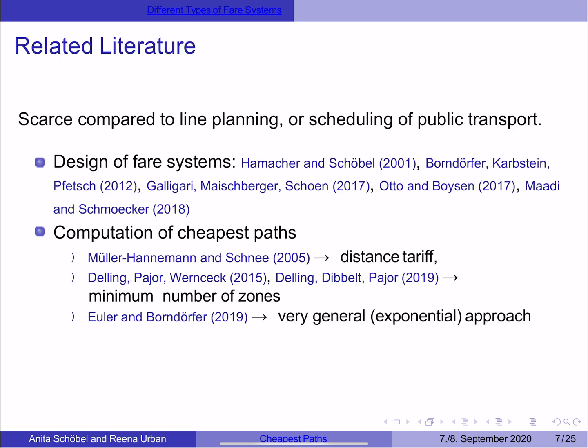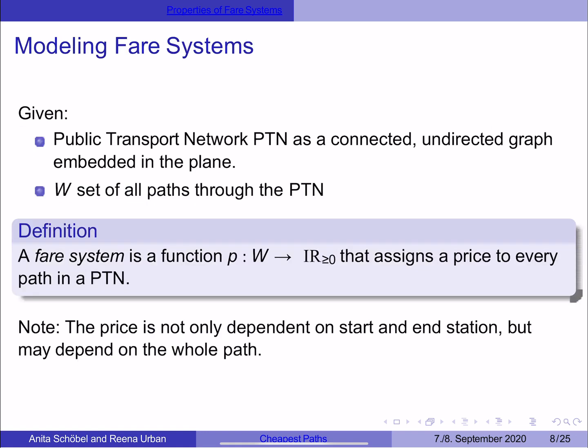What literature is around here? Literature in the field of tariff planning is very scarce compared to other fields of public transport. There is a few papers on the design of fare systems, but today I'm going to deal with the computation of cheapest paths, and this has been included for distance tariffs in a paper of Müller-Hannemann and Schnee, and last year on the ATMOS conference we had this paper of Euler and Berndorfer, where they did that for very general fare systems with an exponential approach. In this talk we look at the computation of cheapest paths in the mentioned fare systems of the last slide.